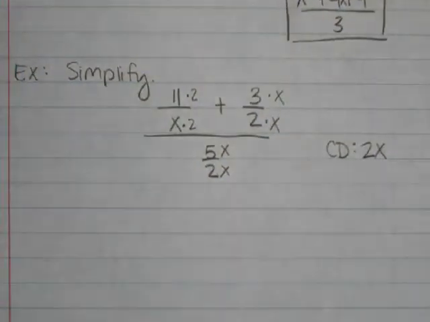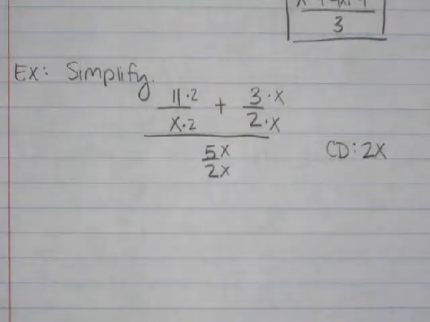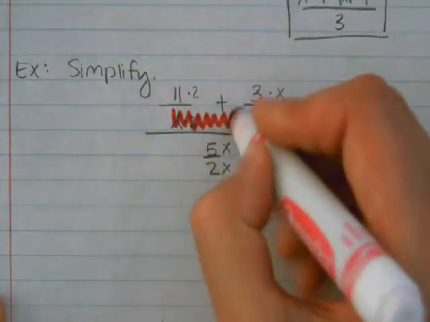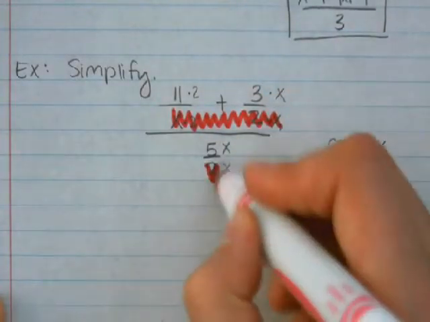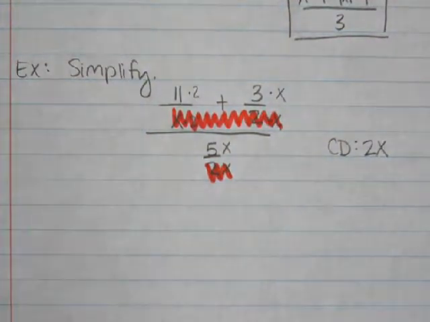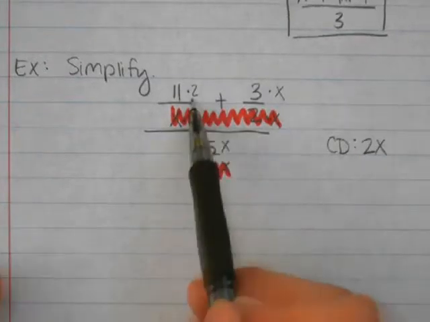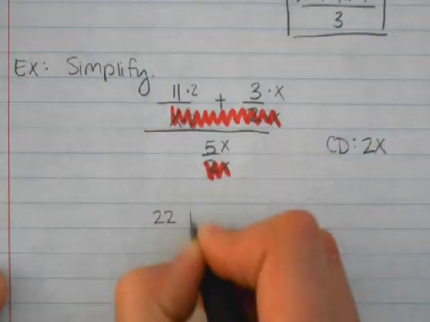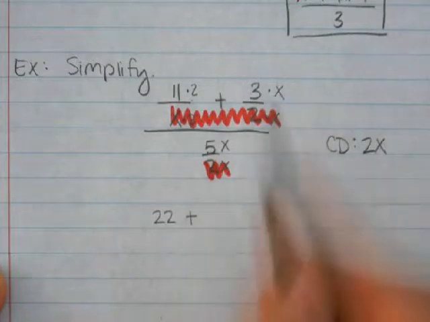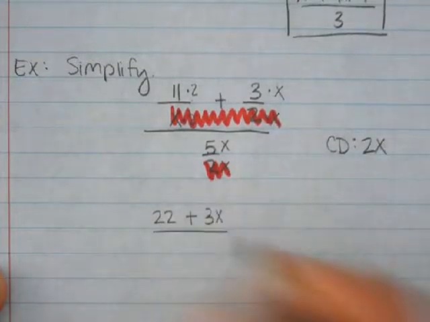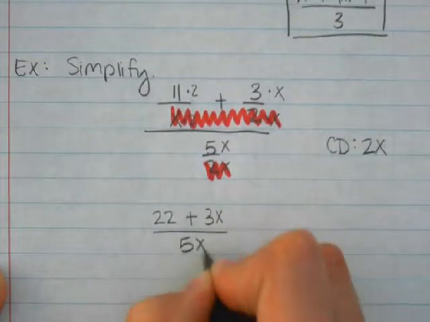Okay. Now that we have common denominators, we know that if we kept doing the problem and we ended up doing keep it, change it, flip it, the 2x's and the 2x's would cancel. And so what we can do right now is just get rid of these denominators. So now we got 22 plus 3x over 5x. That's the answer.